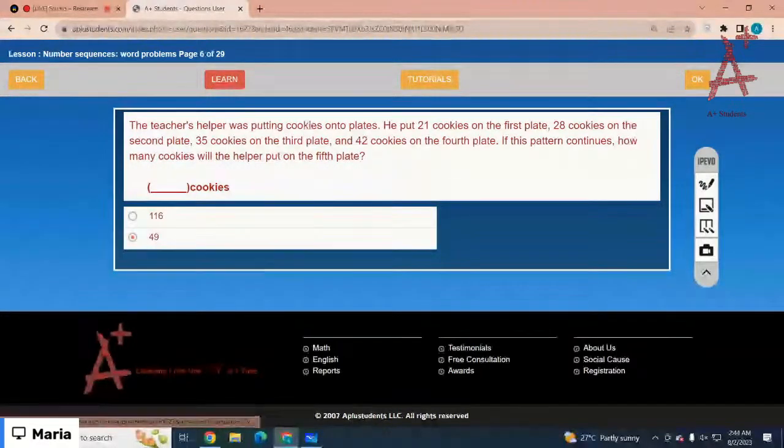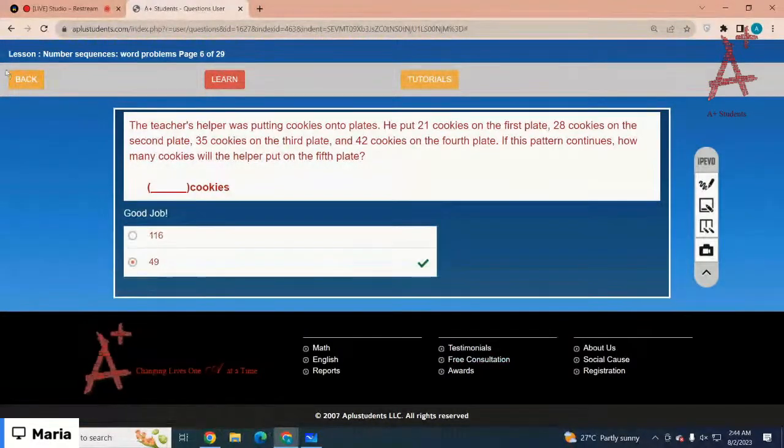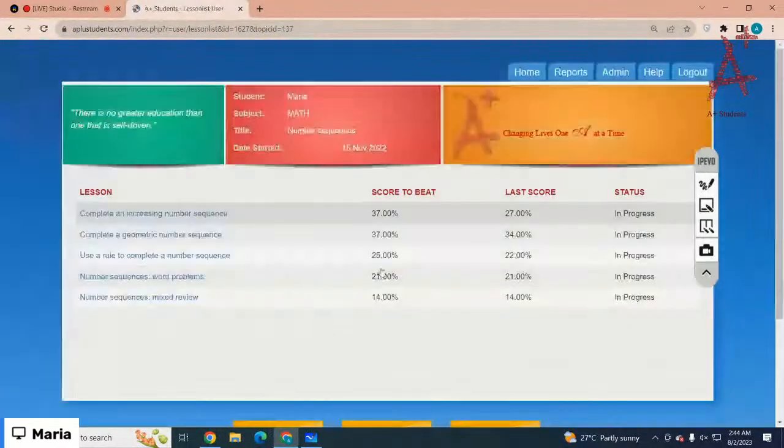Okay, you can complete the rest of the questions by yourself later today. So, we are working on grade 5 math. The chapter we're working on is number sequences, and the lessons we have covered today are complete an increasing number sequence, complete a geometric number sequence, use a rule to complete a number sequence, and number sequences word problems.